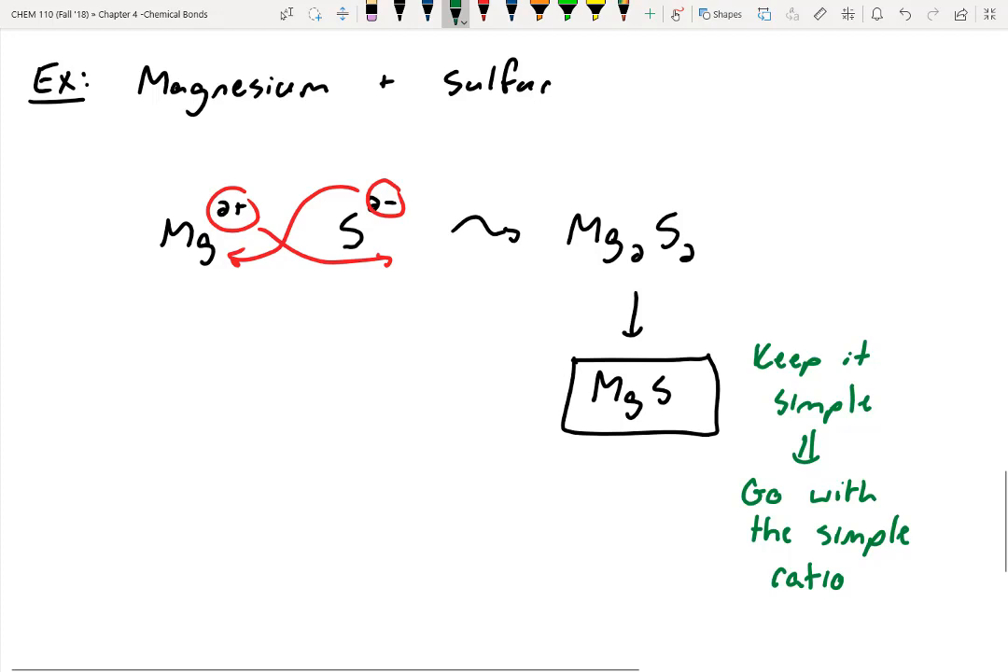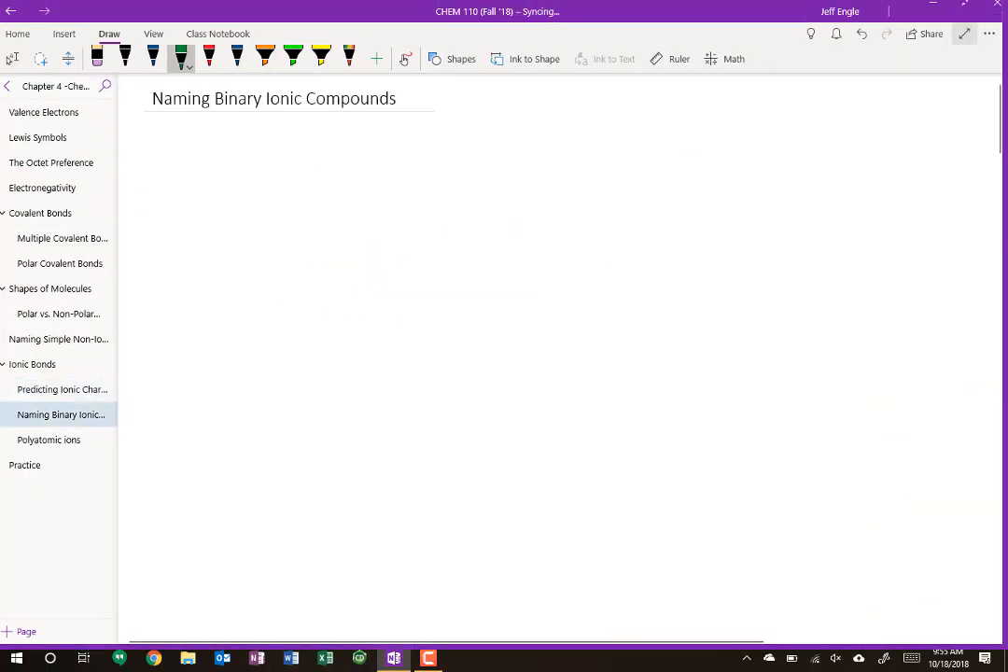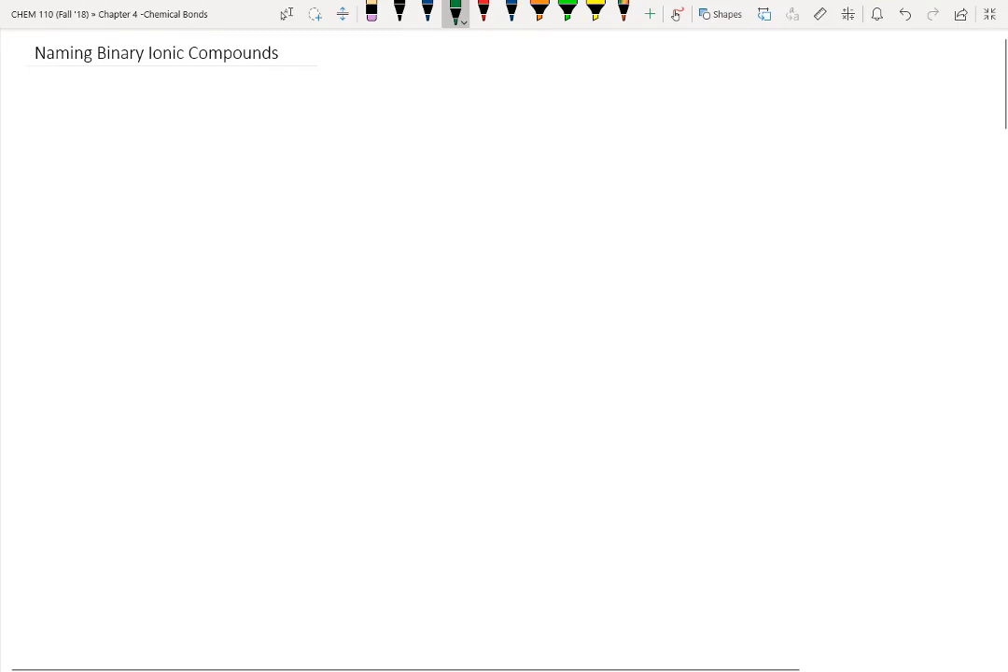All right, so now we got to jump into naming. I know it's not the most fun, but we got to do it. We're going to go over naming ionic compounds, which in many ways are simpler than covalent compounds, but in other ways more complicated. And that has to do with there being two types of naming systems. So there's two types of ionic naming.